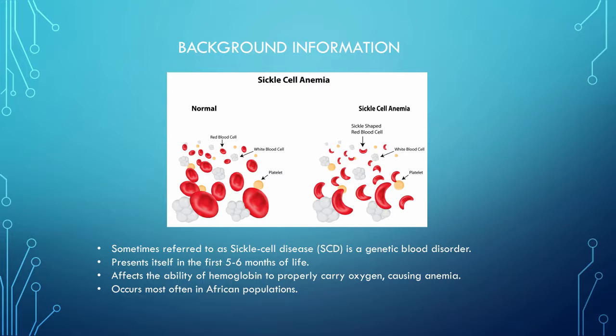It affects the ability of hemoglobin to properly carry oxygen, which causes anemia. It occurs most frequently in African populations. This level of knowledge would be required of a freshman and undergraduate. You would be expected to know more.